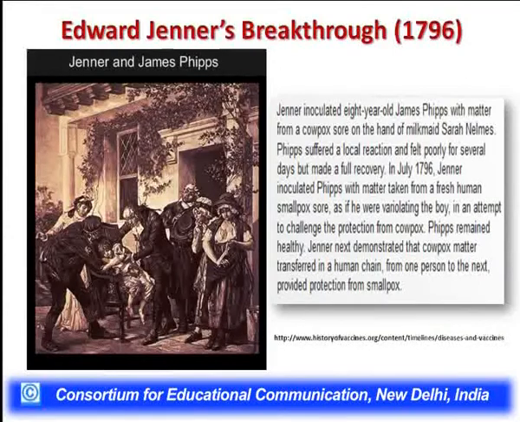We can see a picture here where Jenner is inoculating the 8-year-old boy, James Phipps, with the source of the cowpox viruses. So that's how the cowpox virus, which was injected into the boy, gave him protection from subsequent infection with the smallpox viruses.